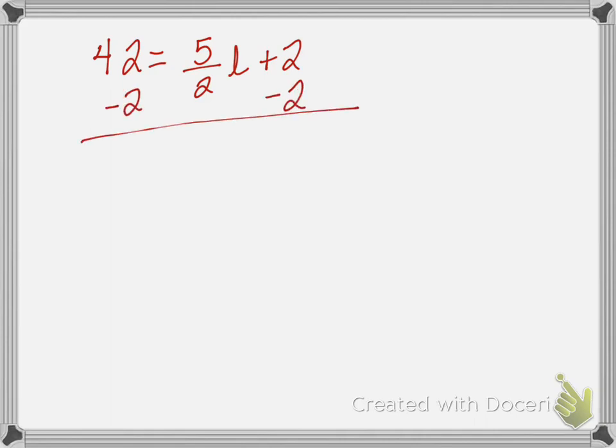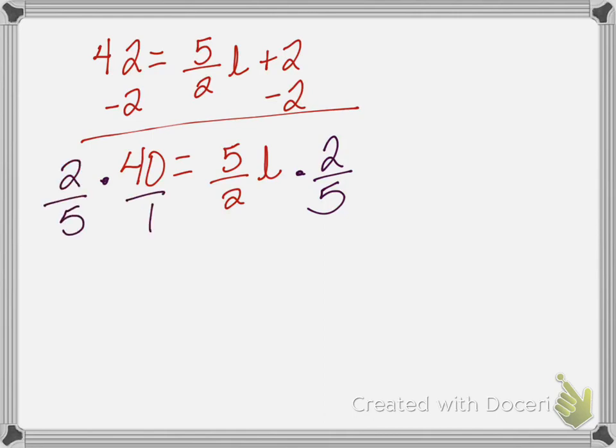I have 42 equals 5 over 2L plus 2. So I'm going to subtract 2 from both sides. I get 40 equals 5 over 2L. Anybody know how I get rid of a fraction? Multiply by its reciprocal? Good. Okay, so I've got to multiply both sides by its reciprocal.